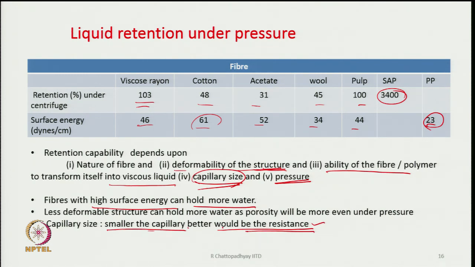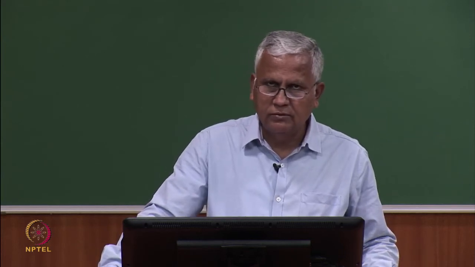smaller capillary means small diameter fibers, but with small diameter fibers the problem is they are so flexible that the structure as a whole will be so flexible that deformation of the structure will be very easy if it is made from fine fibers. Anyway, fine fibers are costly, so cost-wise also they are not suitable.